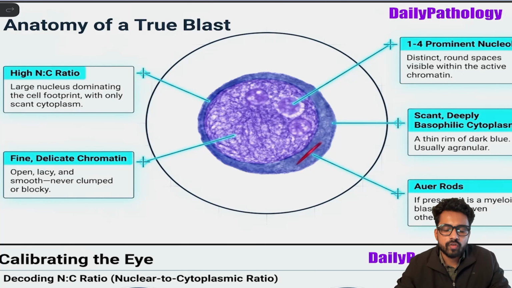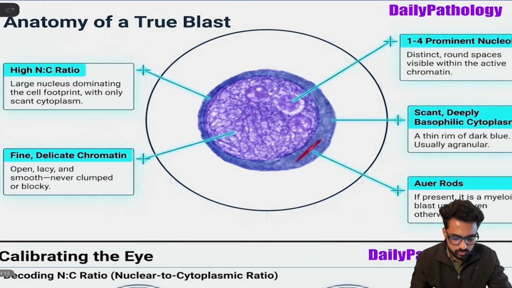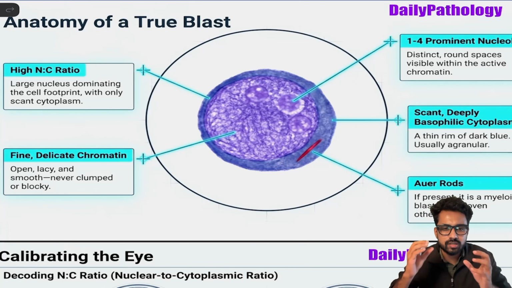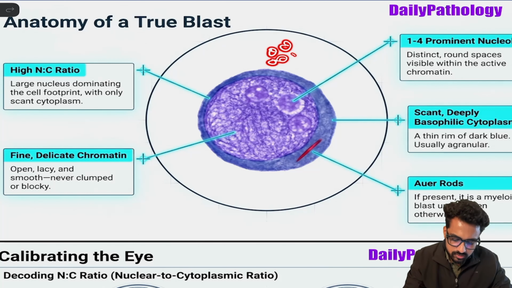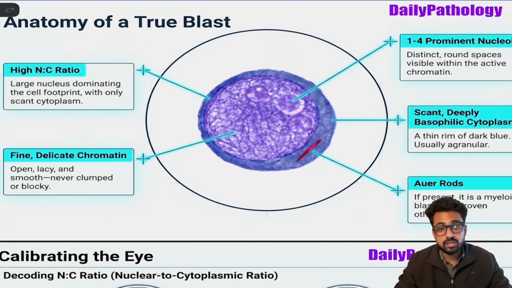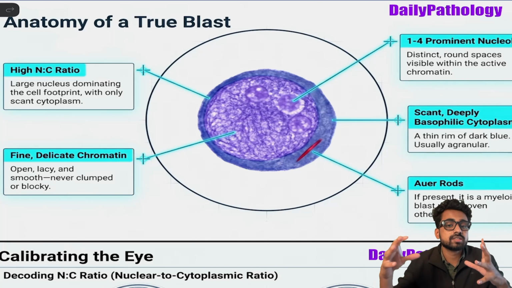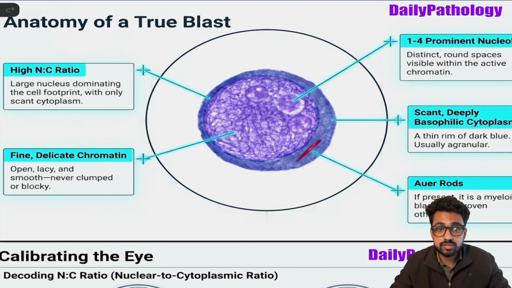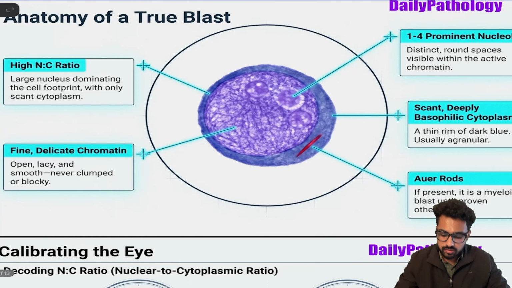Next is fine delicate chromatin. So you can see here this is fine delicate chromatin which is smooth and not clumped chromatin, like these. Clumping of chromatin is not present. So if the chromatin is open you can easily see the nucleoli. So next is prominent nucleoli.